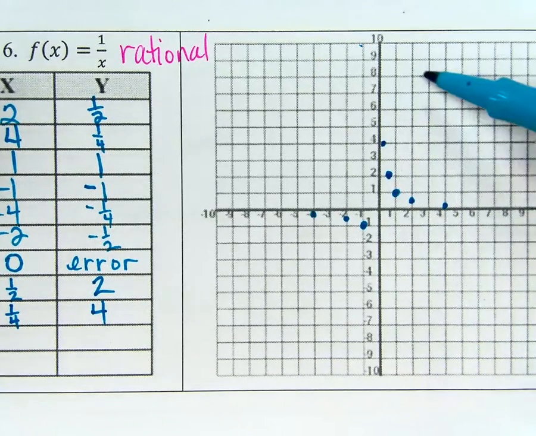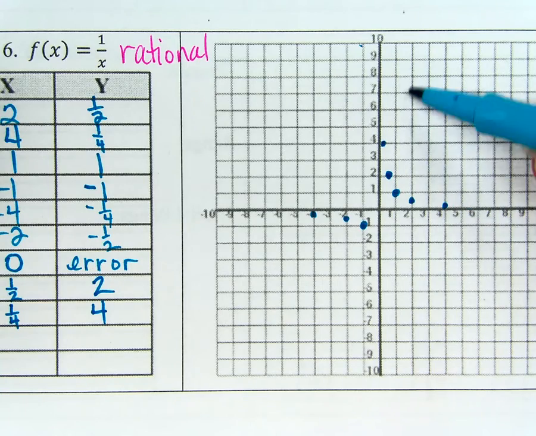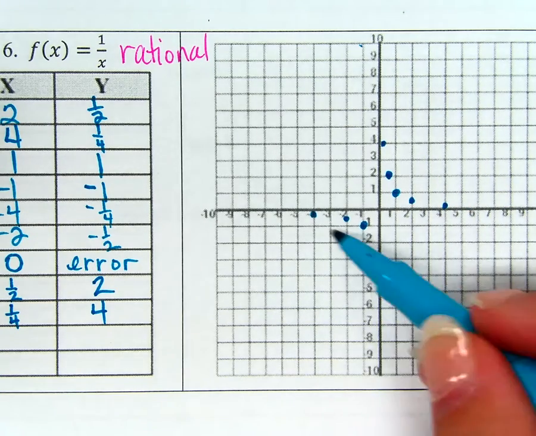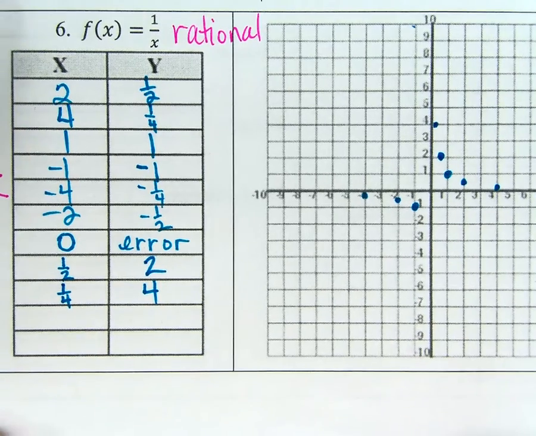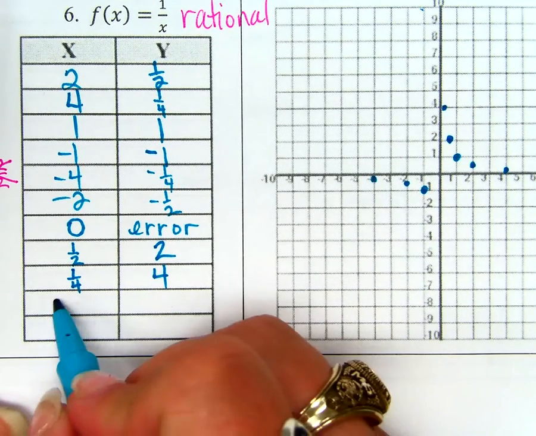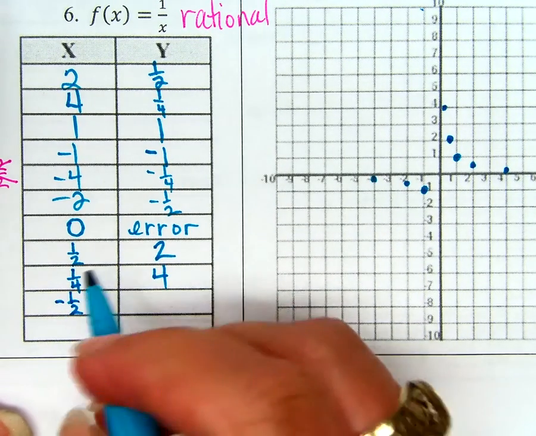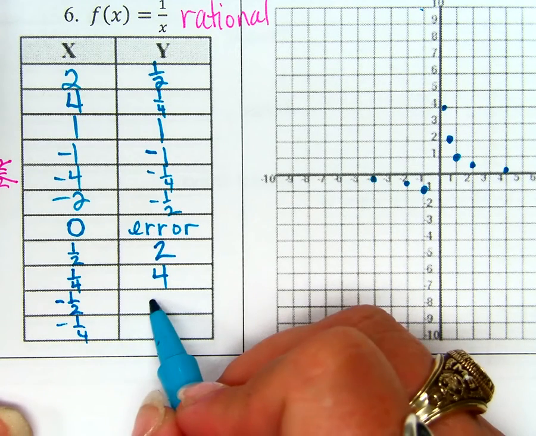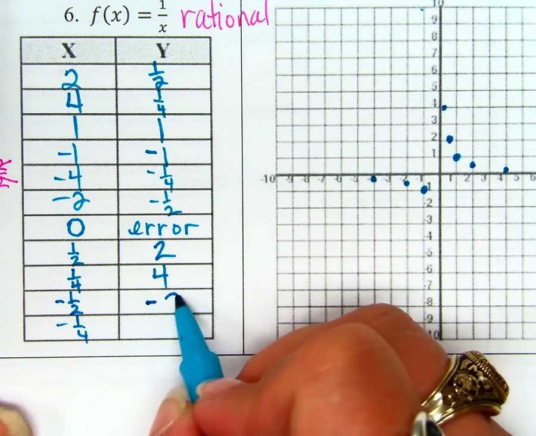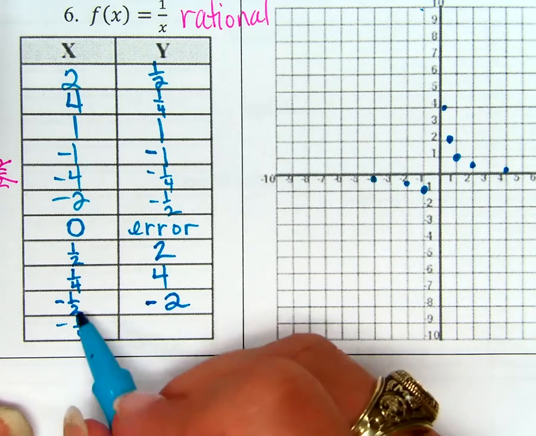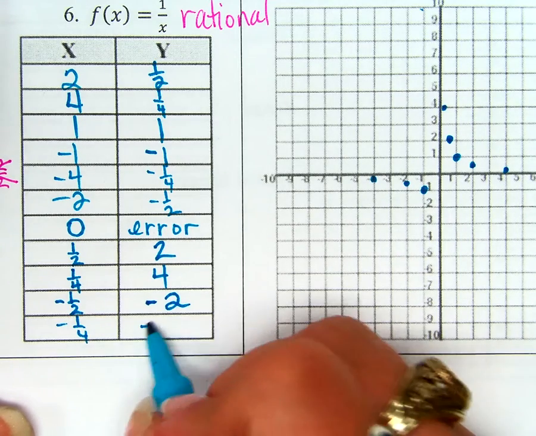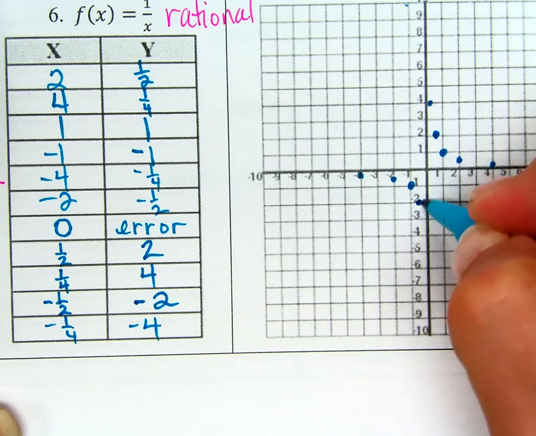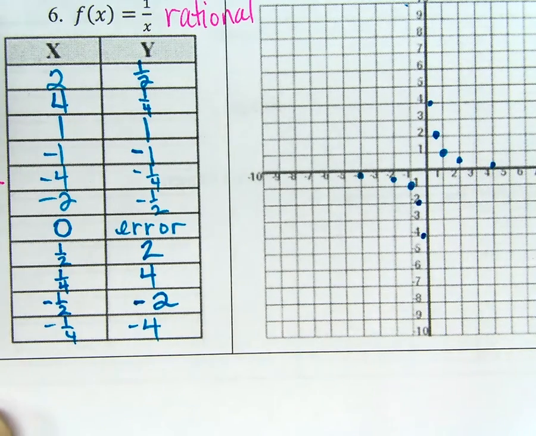Now I have a really good idea of what this looks like, right? At least I think I do. Do I have a good idea of this side yet? What could help me? What should I choose? -1/2 and -1/4. So if I put in -1/2, what am I going to get? -2. Good. And what if I put in -1/4? -4. So -1/2 would give me -2, and -1/4 would be -4.